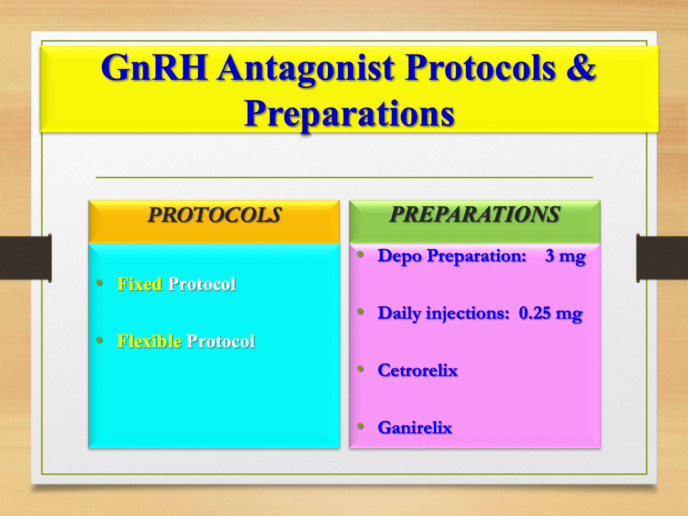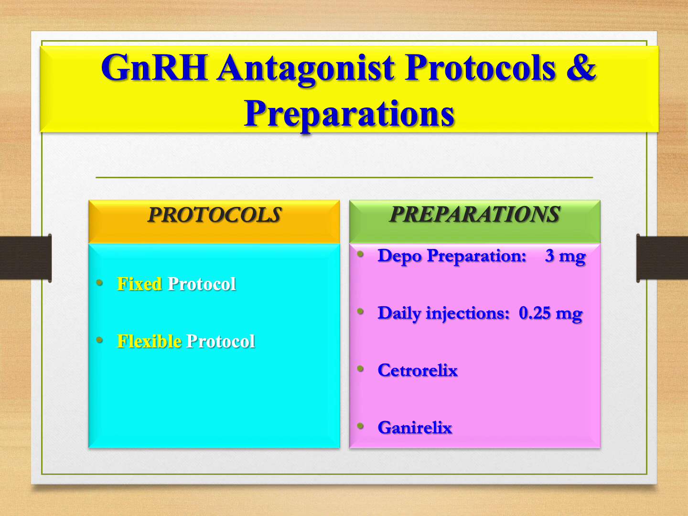Mostly cetrorelix and ganirelix are the ones which are used. If we are using daily injections, that comes in the dose of 250 micrograms or 0.25 milligram. The depot preparations come in the dose of 3 milligram. In clinical use, we are using daily injections, 0.25 milligram.